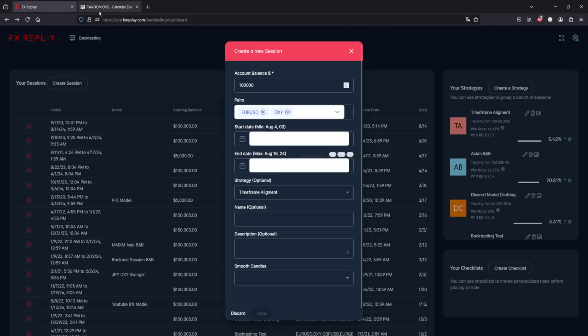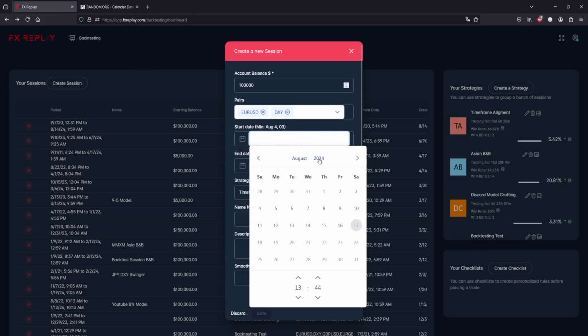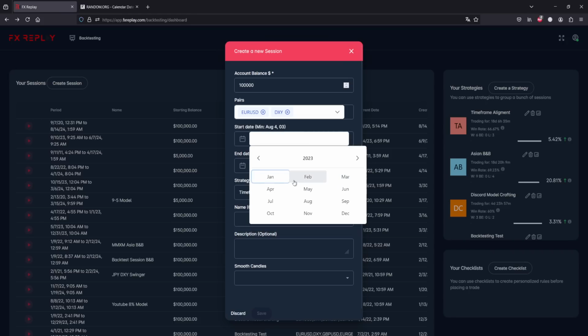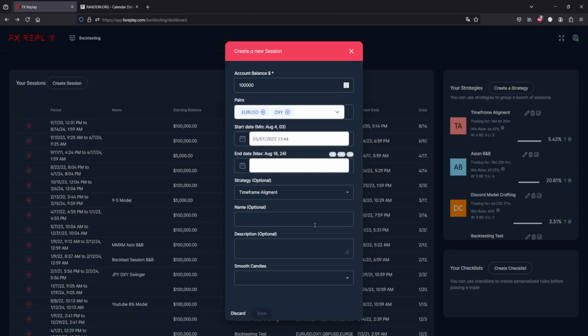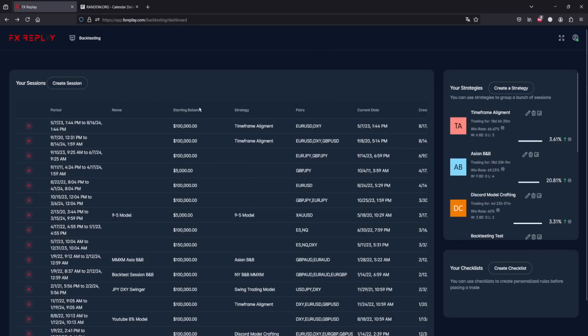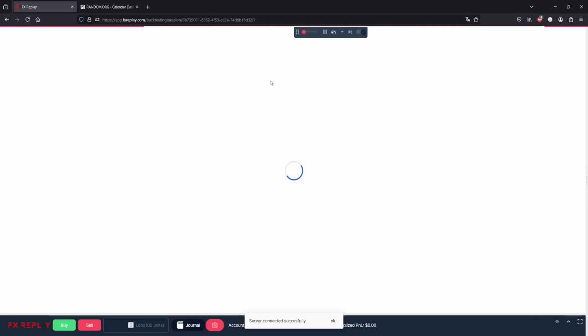Let's pick a random date first, right? As always, 1st of May 2023. Let's go with that one. 2023, 1st of May, start of the month. This is NFP week, so let's start on the next week. I don't want to trade NFP week. Save. And now we're gonna do the same thing as we did in the previous video.